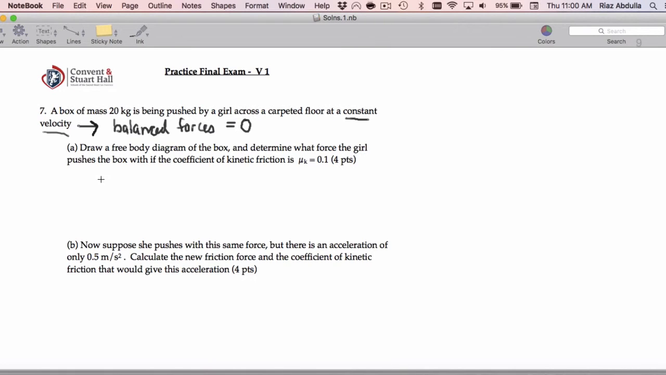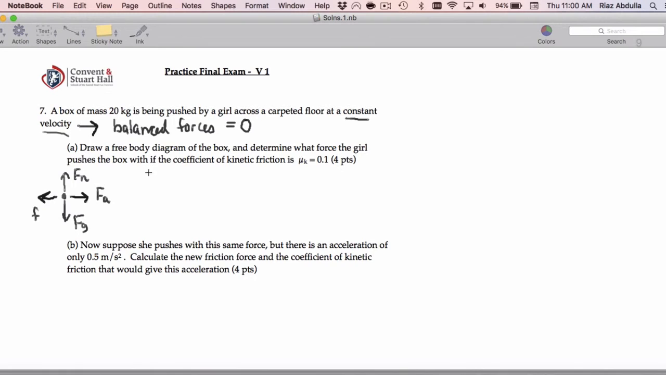So now let's draw a free body diagram and determine the force the girl pushes the box with, given this coefficient of kinetic friction. So first, we have the normal force, which is the force from the floor acting up on the box. We have the weight of the box, or Fg. We have an applied pushing force. And of course, we have the friction force going backwards like this. So we've got a couple parts to this problem.